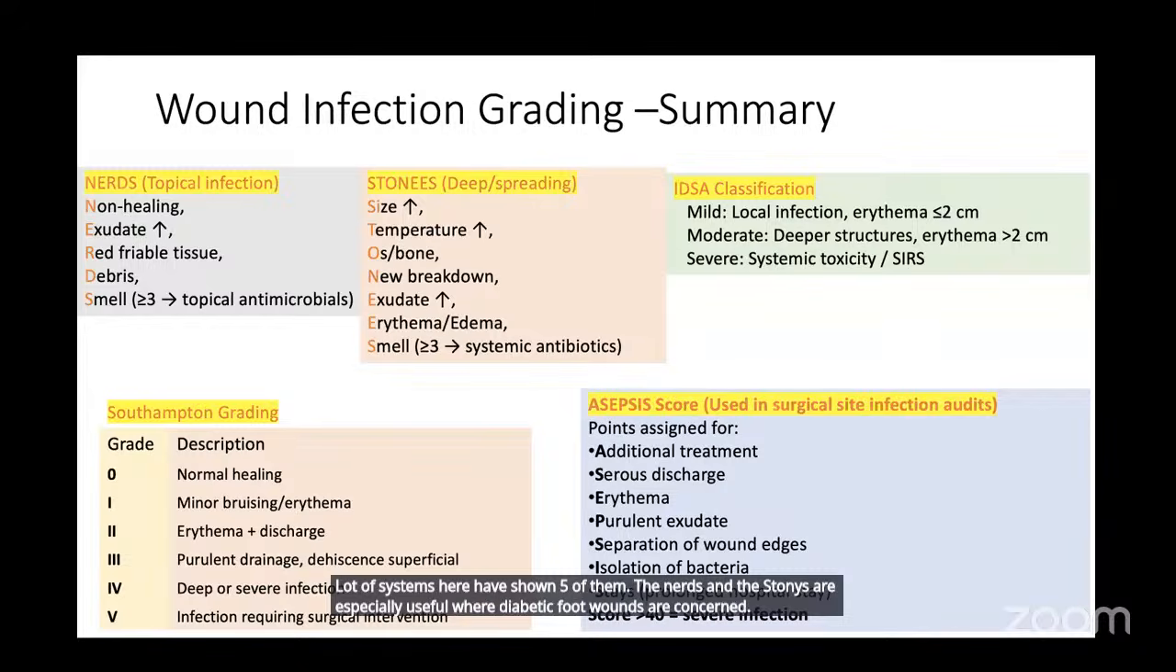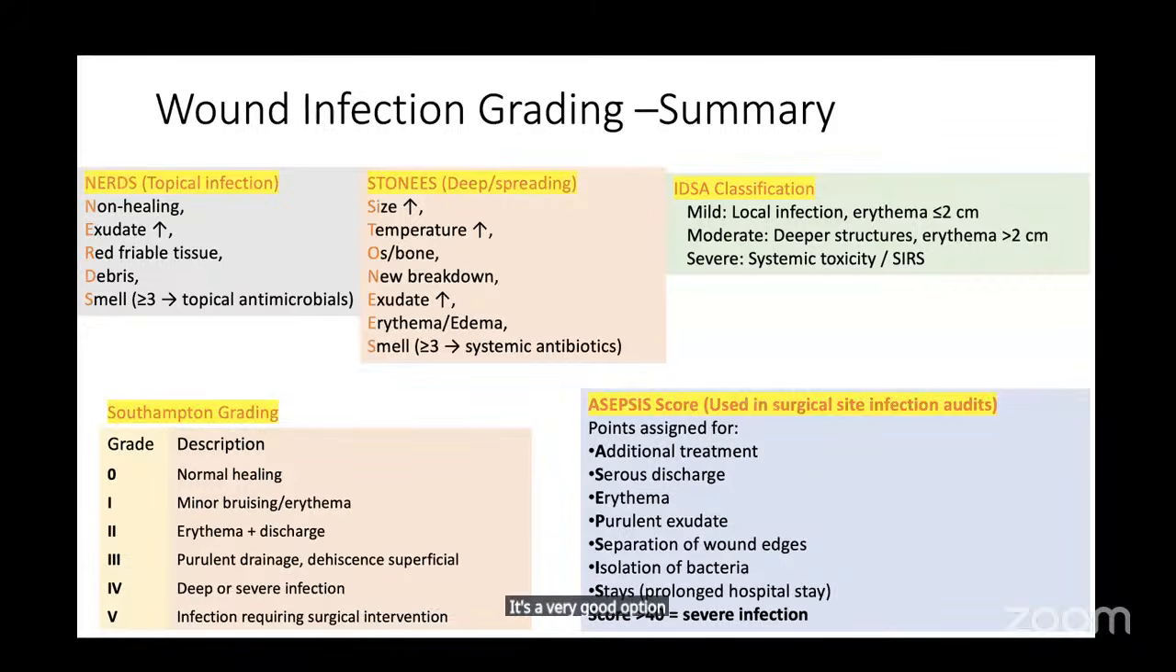For superficial topical infections, the NERDS criteria is good. For the deep or spreading infection, the STONEES criteria can be used. And this determines how severe or how bad the wound infection is. Where you want to actually audit the surgical site infections, the ASEPSIS scoring is a very good option.